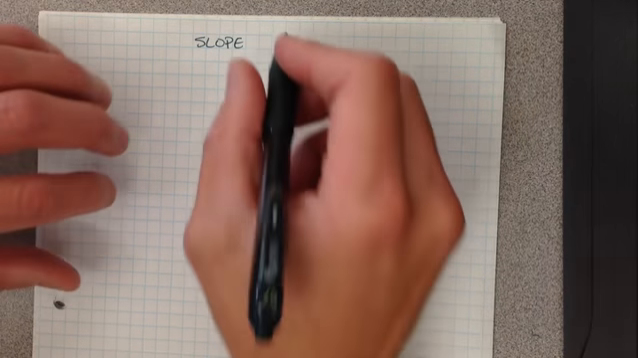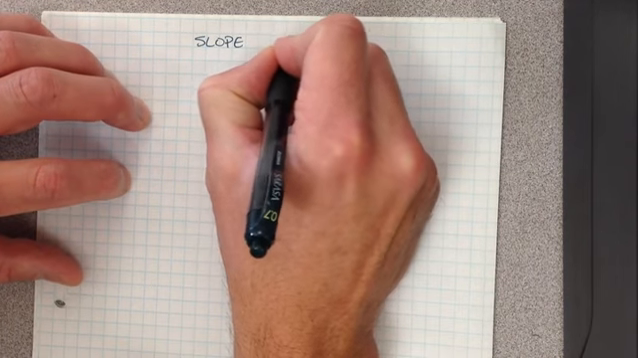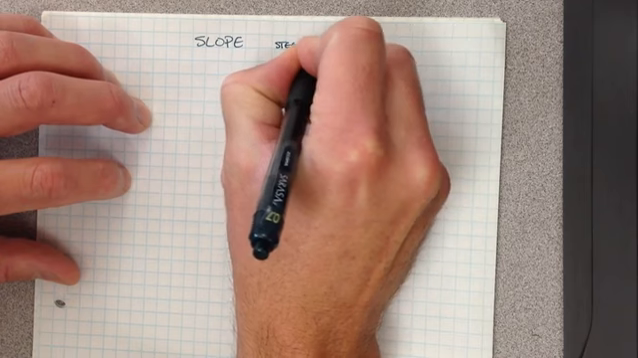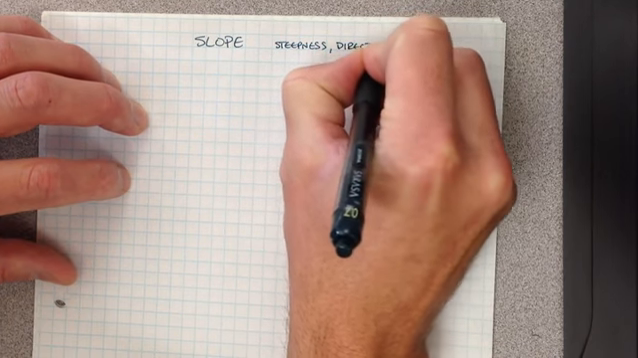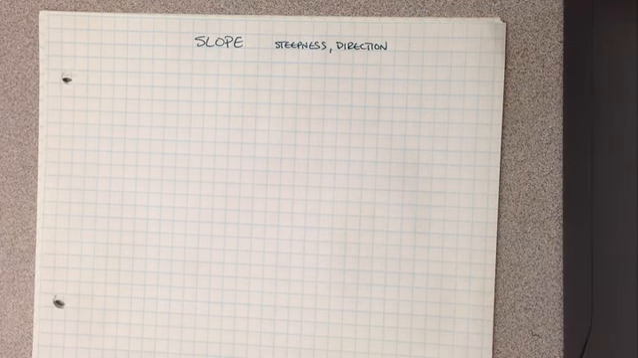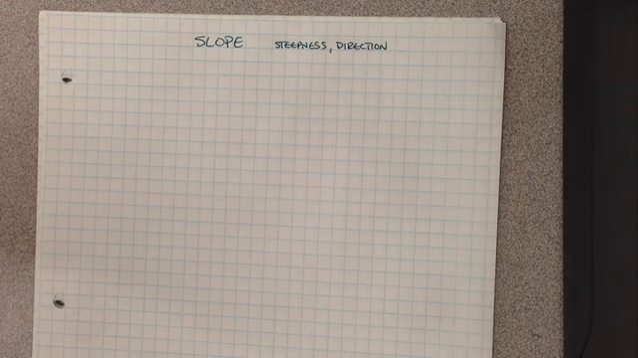Hello, we're going to talk a little bit about slope today, specifically the slope of a line. I like to think about slope as the steepness and direction of a line. How steep is it? And what is the direction of this line?